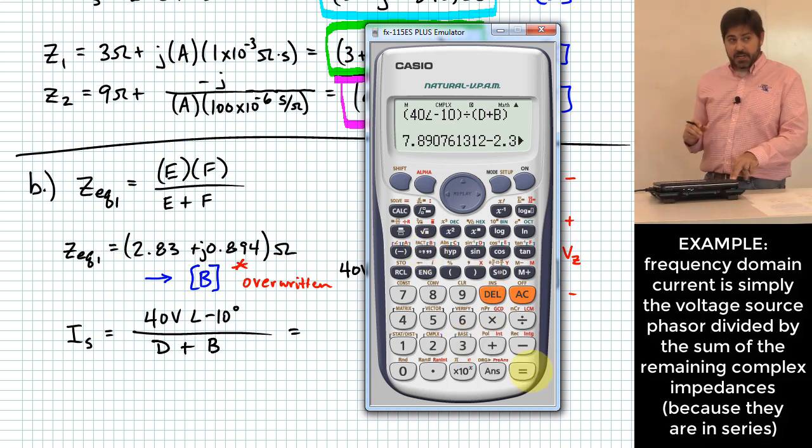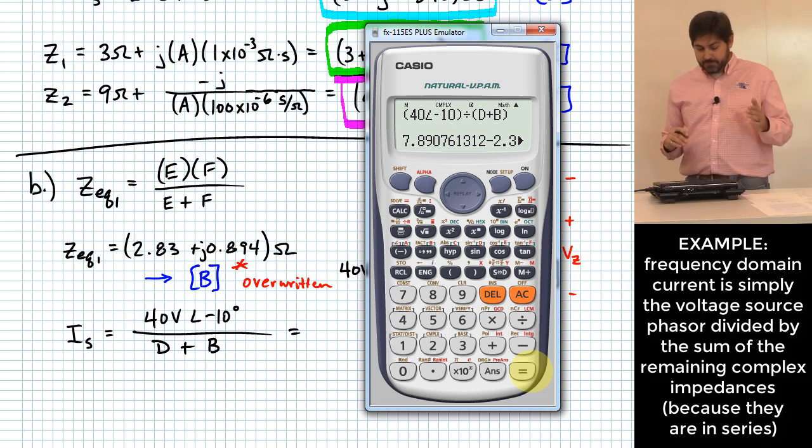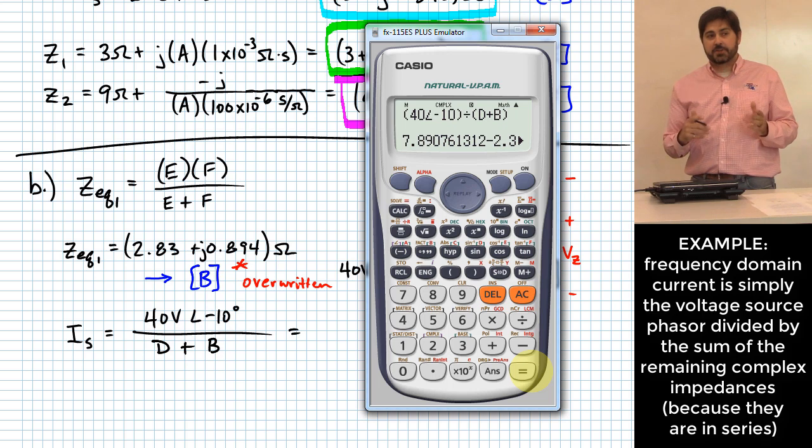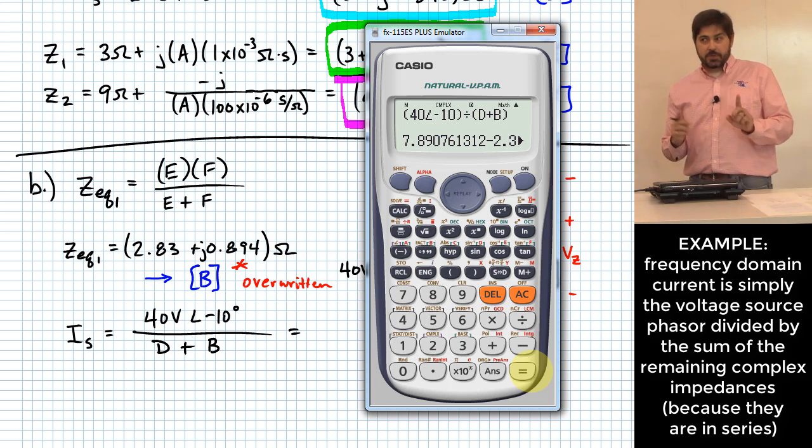Now, I said a second ago that I like to see these complex impedance values in rectangular form. When I see voltages and currents, how do you think I like to see those? I like to see those in polar form. Why do you think that might be?